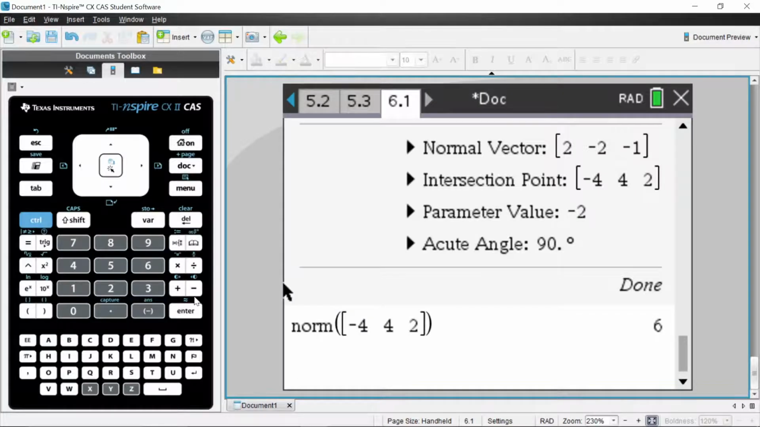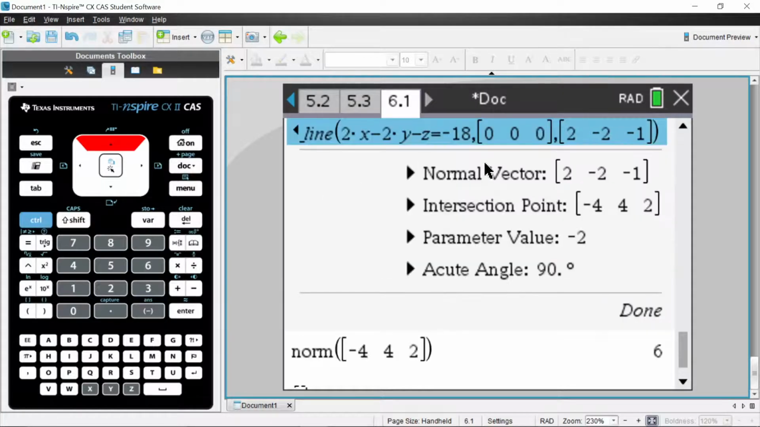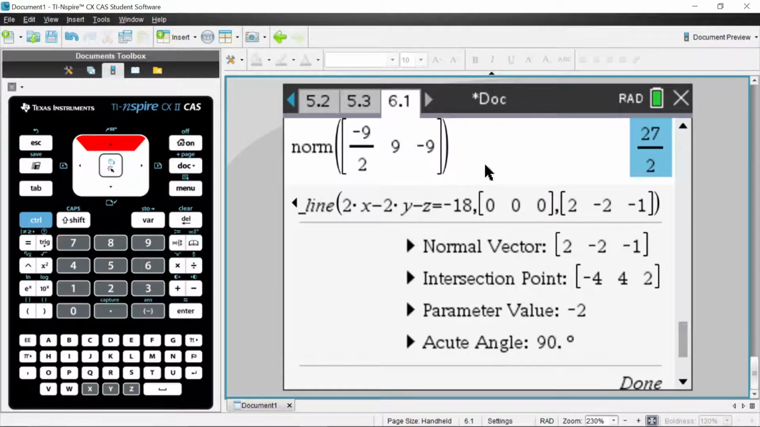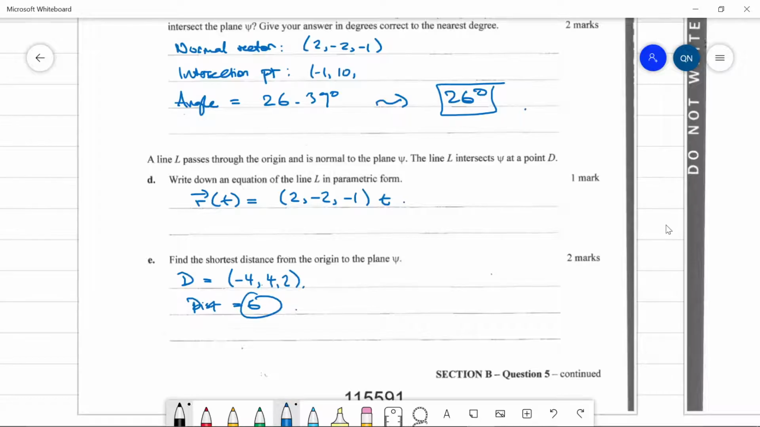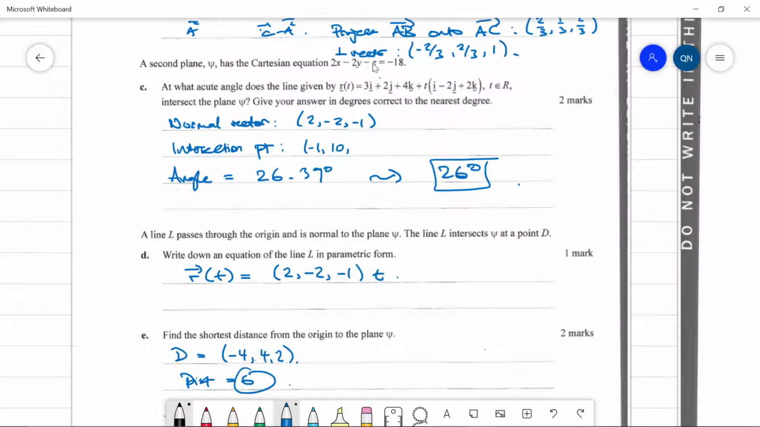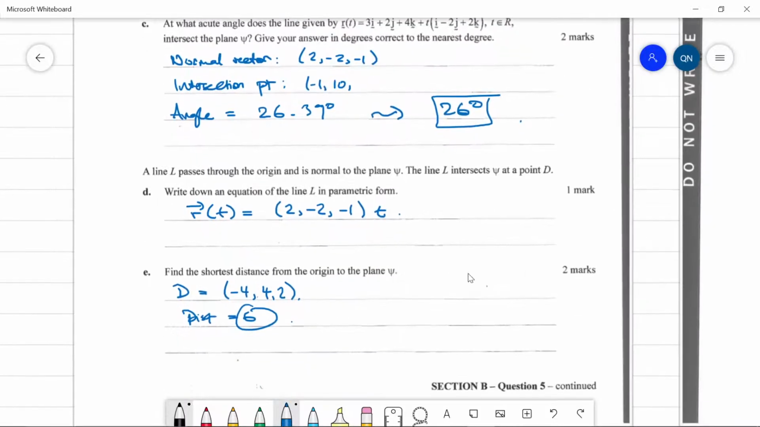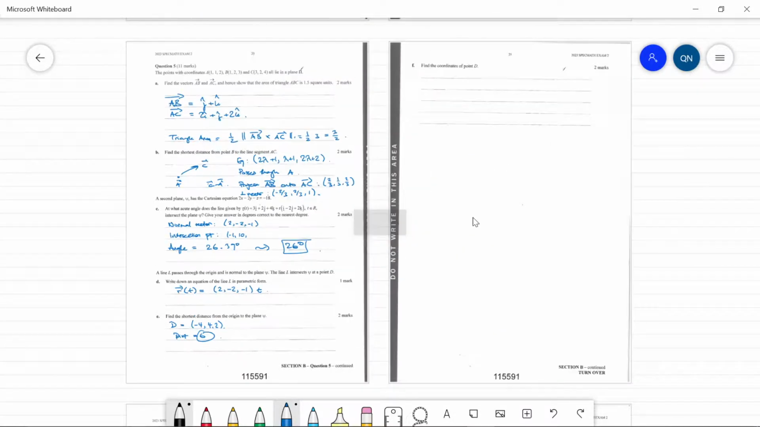In terms of working out though, you just need to convert this. I forgot how to find the intersection point between a line and a plane. I'm pretty sure what you do is you take this parametric form over here. You write it as x equals 2t, y equals negative 2t, z equals negative t, and you plug all that into the equation of the plane, and you solve for the value of t. Then you plug the value of t back into your line over here, and that gives you the point D. And then you just calculate the norm of that point, which is 6.